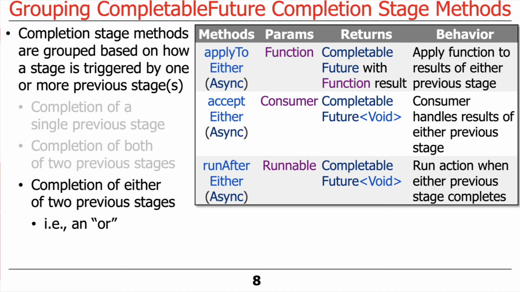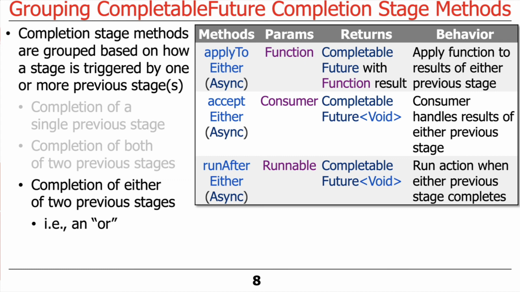The apply to either takes a function, and that function will be applied to whichever of the previous two stages completes first, and it'll give back a completable future with the result of applying that function. There's accept either, which does not return a value, but will handle the results of either of the two previous stages and return a completable future to void. And then there's run after either, which does the same thing, except it takes a runnable, not a consumer.